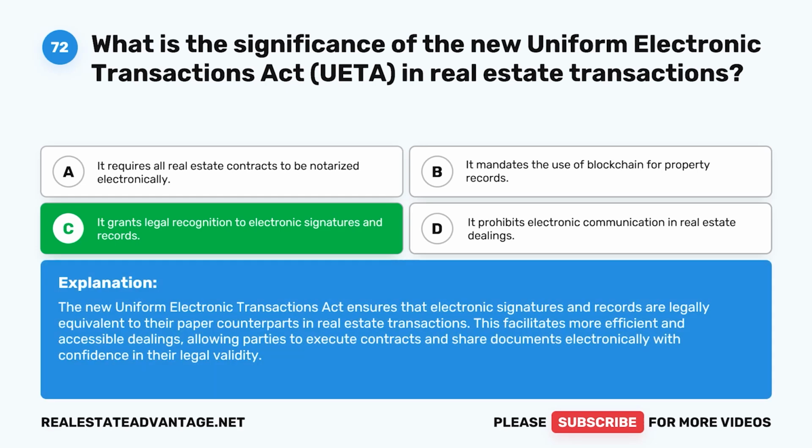The new Uniform Electronic Transactions Act ensures that electronic signatures and records are legally equivalent to their paper counterparts in real estate transactions. This facilitates more efficient and accessible dealings, allowing parties to execute contracts and share documents electronically with confidence in their legal validity.